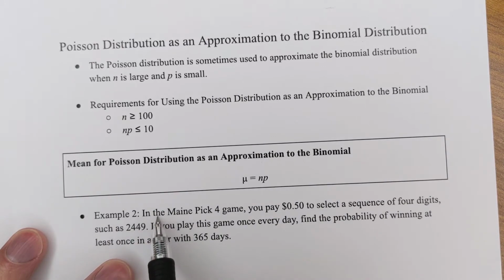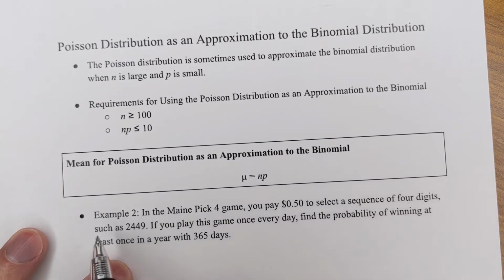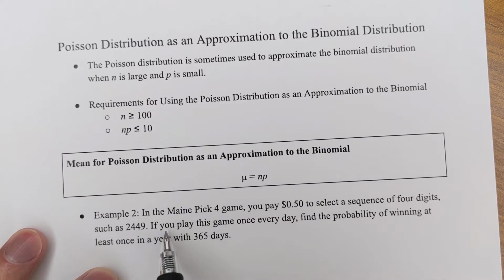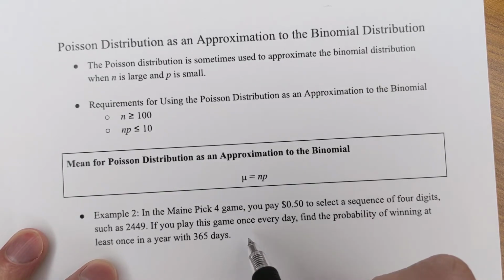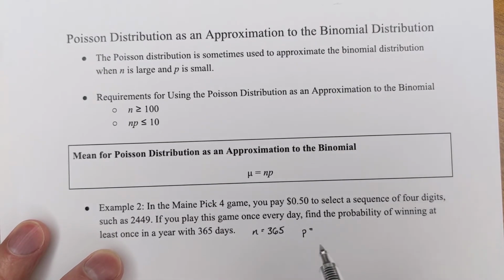So example 2 says down here, the Maine Pick 4 game, you pay 50 cents to select a sequence of 4 digits, such as 2, 4, 4, 9. If you play this game once every day, find the probability of winning at least once in a year with 365 days. So n, we're going to play 365 times. p is the probability of winning. If there are 4 digits, there are actually 10,000 possible values, and only one of them wins.